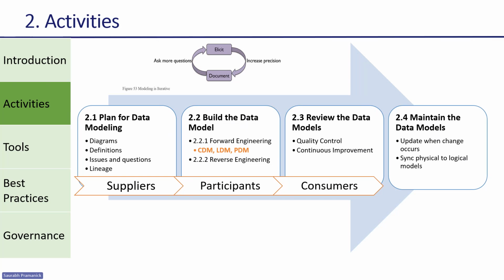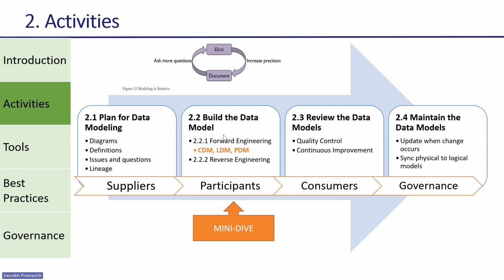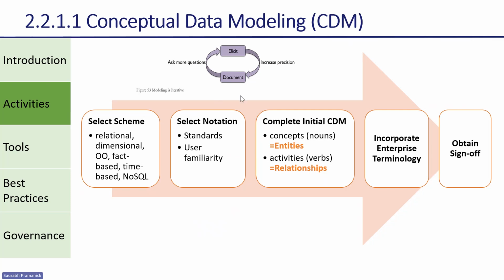Then you review the data model for data quality controls and continuous improvements. This primarily happens when the consumers who start consuming and utilizing the data model start understanding whether the data model is fit for purpose or requires some modifications. And lastly is how you start maintaining the data model. That's the governance aspect. So we'll start looking into each of them.